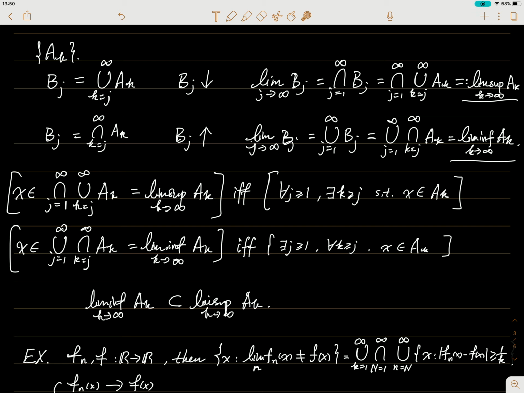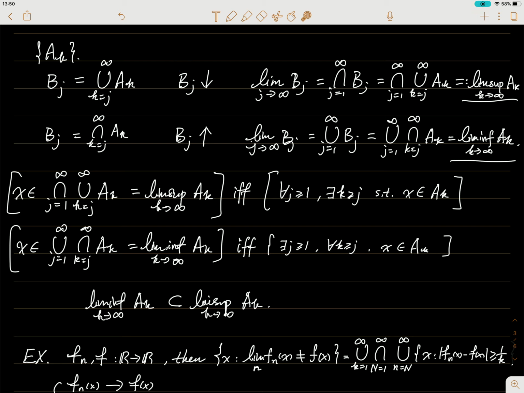So first, I define B_j as the set that is the union of those A_k for k from j to infinity. So it's just taking the union of A_j, A_{j+1}, A_{j+2}, and so on. That's my definition of B_j. Now you can realize that B_j is non-increasing, or decreasing. The reason is if you increase j, then you'll be taking the union of fewer A_k, right? Fewer A_k. So when j increases, B_j will decrease. It will be a smaller and smaller set.